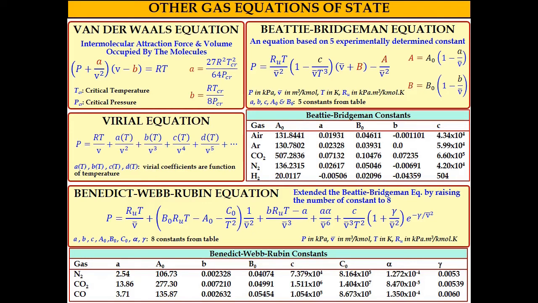So A, B, C, D are considered virial coefficients, and they are functions of temperature. In order to use this equation, we need to know the functions of A, B, C, and also D, and so on. So these are four different gas equations of state, other than the basic ideal gas equation of state.